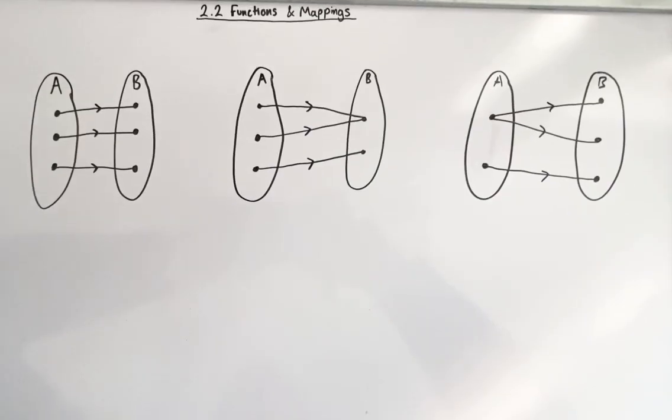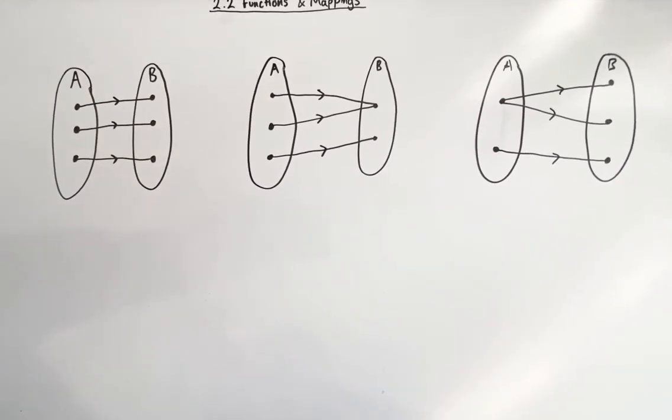Lesson 2. Functions and mappings. A mapping transforms or turns a set of numbers into a different set of numbers. It can be described in words or via an algebraic expression. It can also be represented by a graph. Let's look at these three mappings.